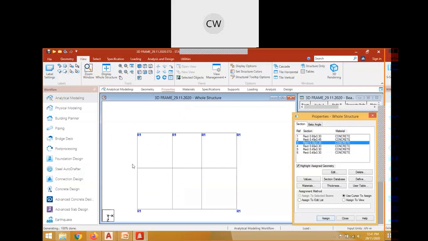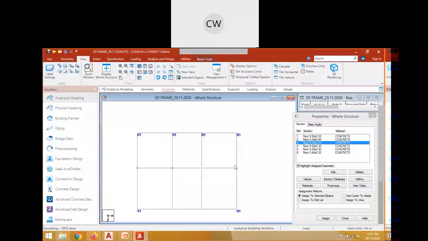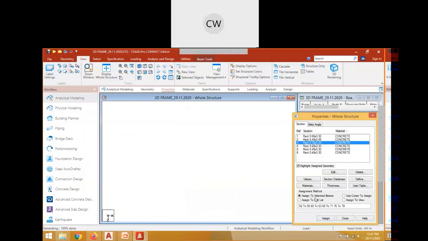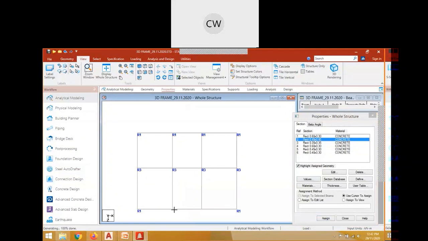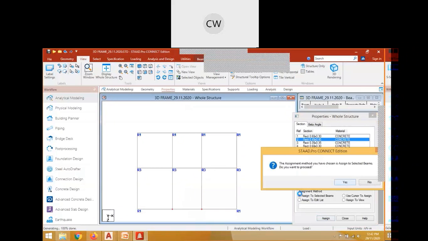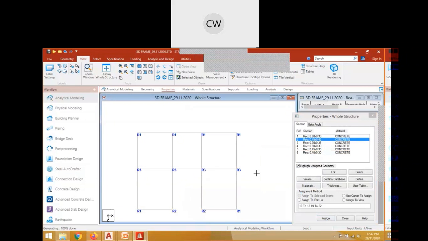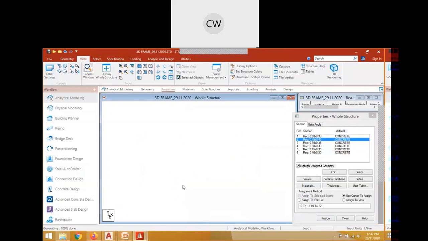So select this particular column and then go for the same method. Draw a window here like this, small window. Okay, and just say assign. Okay, now this is assigned to this particular columns. Now remaining are these 2. Of course they are 450 by 450. So click on this property, 450 by 450, select these 2 and say assign. Okay, now you can check it in the 3-dimensional view.